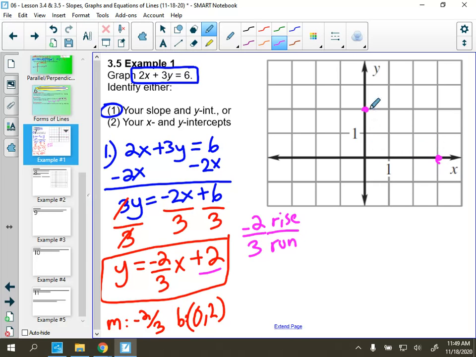Could we work it the other way? Could I go up 2? So I actually did rise 2, so that's positive 2. But then if I move left, that's negative 3. So that still applies because we're moving left. That's still a negative 2/3 slope.